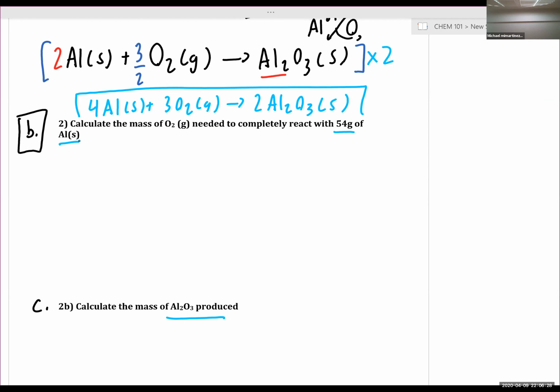And Francisco, your response is perfectly correct. We'll spend about 2 more minutes working through these mass-mass conversions, and don't be shy to message me. Yes, part C is coming from the answer you got for part B. Exactly right.